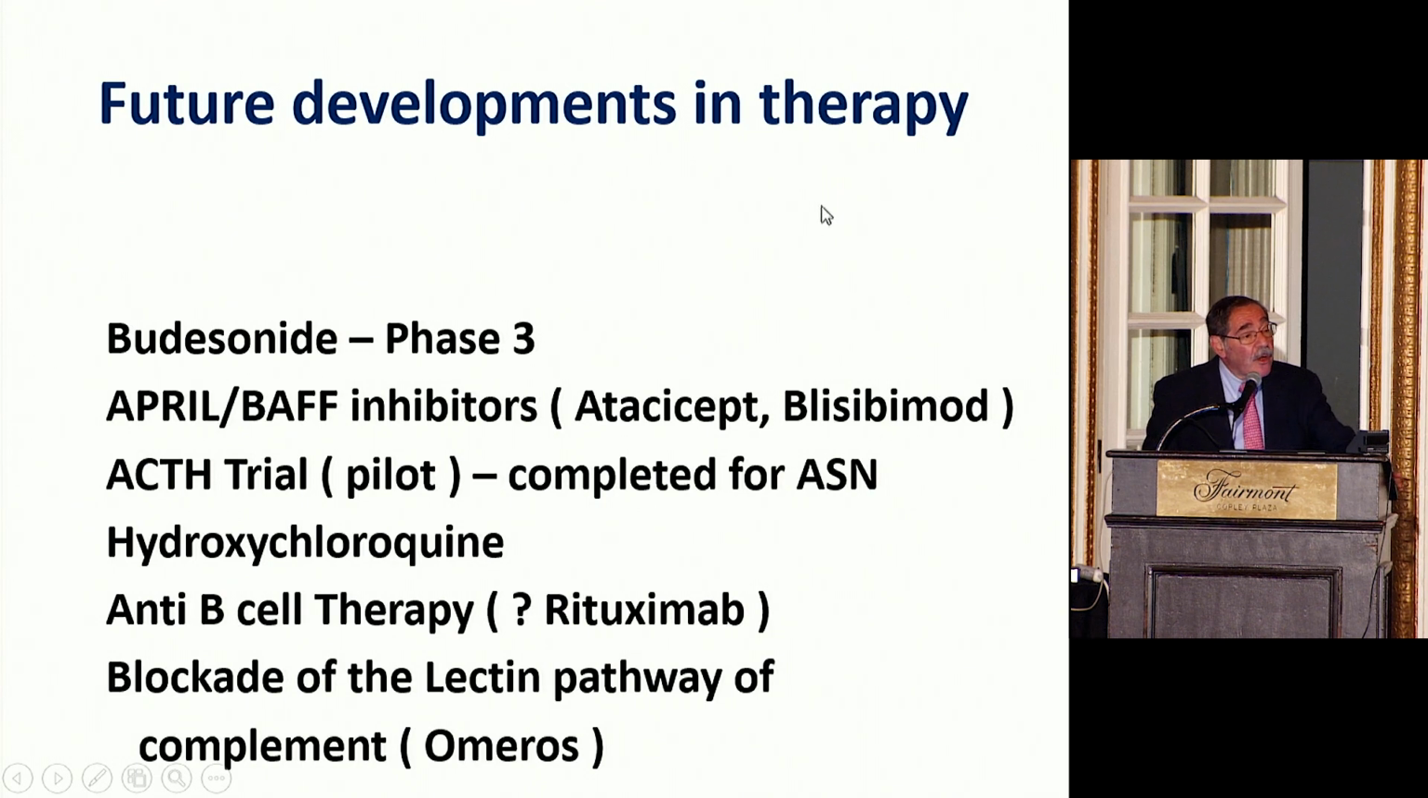Now, where are we going with newer therapies? I'm not going to talk a lot about newer therapies that I don't think are going to come to fruition because it's not worth your knowing, but I can talk about things that are likely to succeed and that have already succeeded and are just out in abstract form. So budesonide we'll talk about, a non-absorbable steroid. We're not going to talk about atacicept or the APRIL-BAFF inhibitors because they just halted this study a matter of weeks ago. I'll talk about ACTH, hydroxychloroquine, that's Plaquenil, anti-B cell therapy. I'm not going to talk about blocking the complement pathway because, again, it's too preliminary.